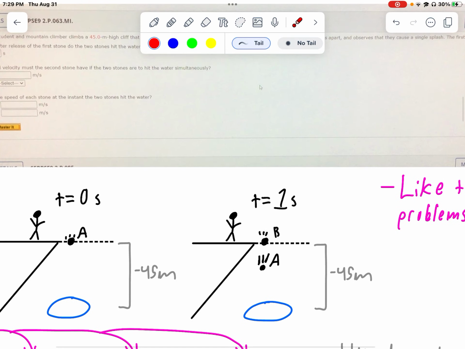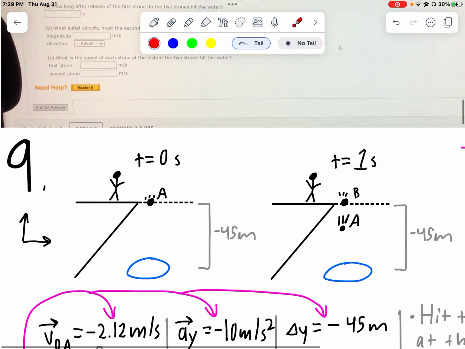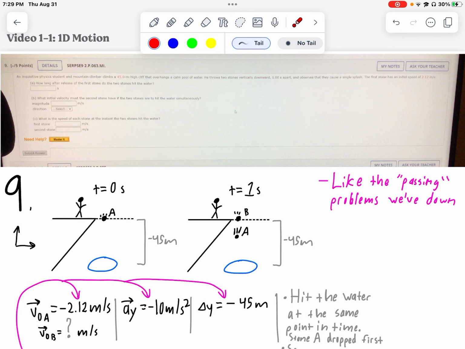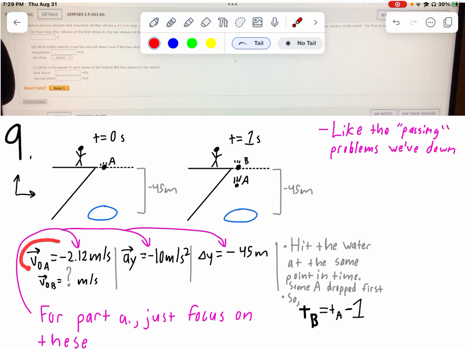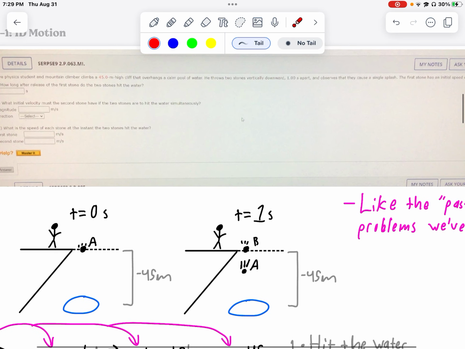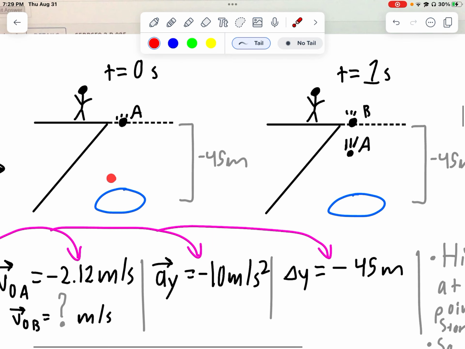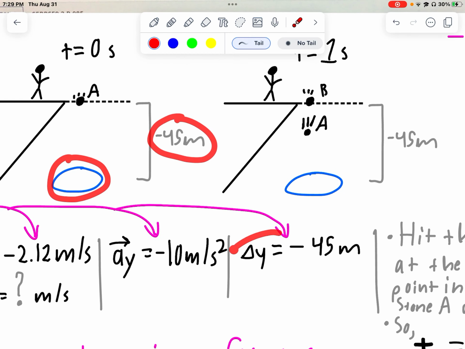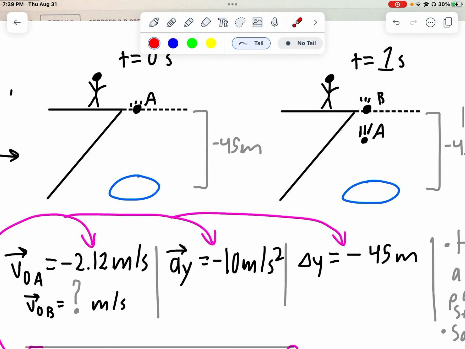Let's draw a little picture and write down our givens so far. So we know at time equals 0 seconds that stone A will be dropped with a speed of negative 2.12 meters per second, and it will drop into a pool of water 45 meters below the cliff. So y displacement, or vertical displacement rather, of negative 45 meters, because I decided to label the top of the cliff as the reference point.